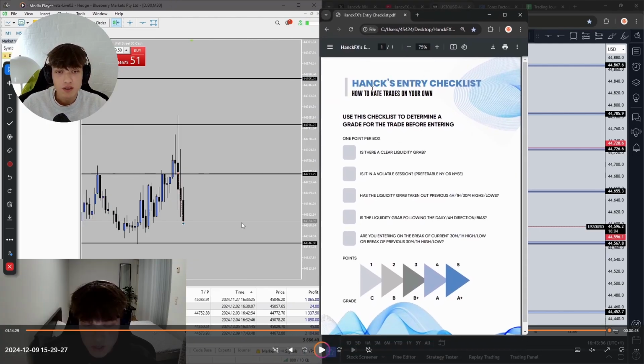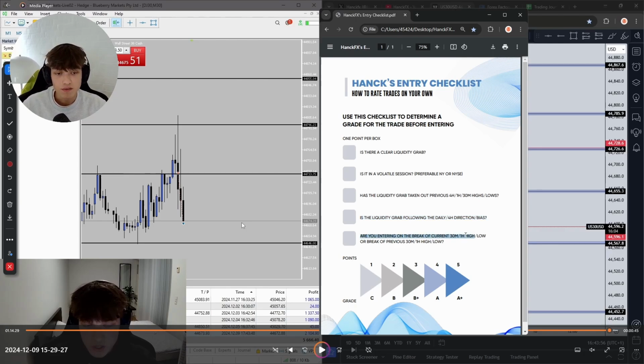Look at this. Let's go over the entry checklist real quick. So is there a clear liquidity grab? Yes, there is right here. Is it in a volatile session? Yes, it's NYC. I only trade NYC from 9:30 to 10:30 every single day, AM Eastern. Remember that. Has the liquidity grab taken out previous 4 hour, 1 hour, 30-minute highs and lows? Yes, it has taken out previous 4 hour, 1 hour, 30-minute, 15, 5, took out all the highs, right? Is the liquidity grab following the daily / 4 hour direction? Yes, the daily / 4 hour is in a bearish direction, and we're taking sells pro trend.